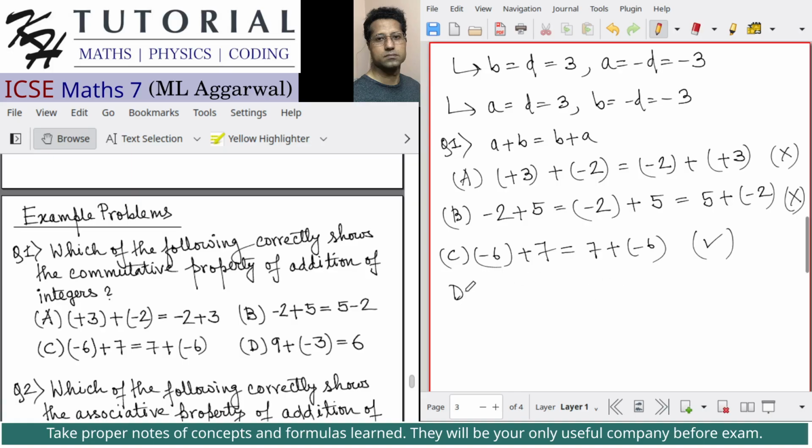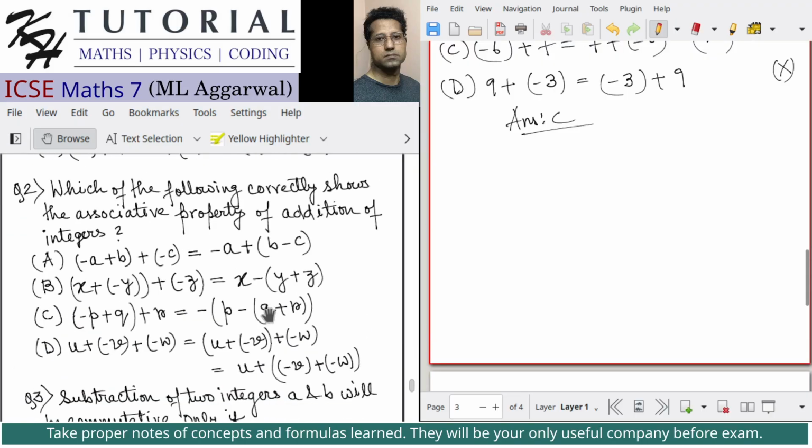Also you can check D, it will be wrong. If I want to demonstrate the commutative property of addition on the two integers 9 plus -3, on the right hand side it must be -3 plus 9, but on the right hand side of choice D it is given as 6. So choice D is also incorrect. So definitely the correct answer is choice C.